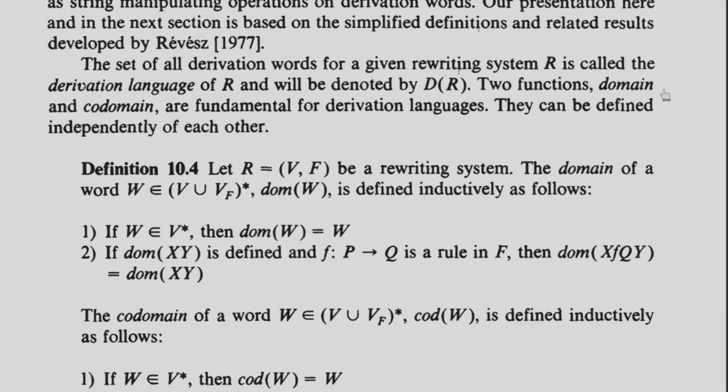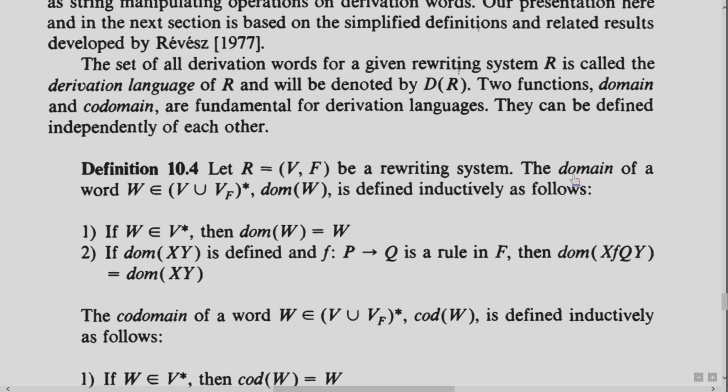So I repeat once again, domain of W is a string which on application of derivation gives you W. And codomain of W is a string which is yielded by application of derivation on W. So domain is basically the previous step of W, and codomain is the next step of W.